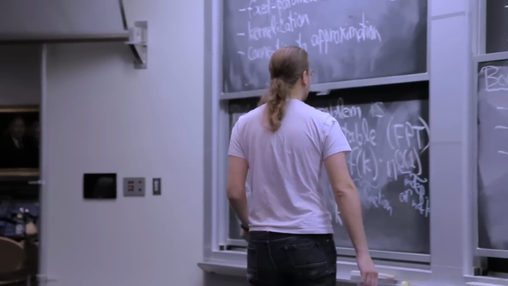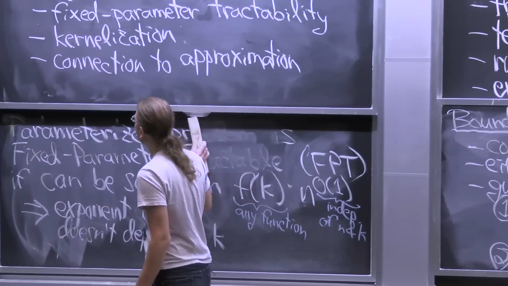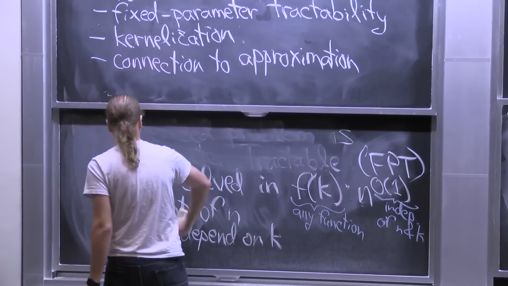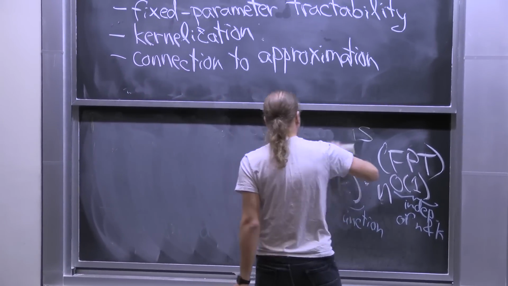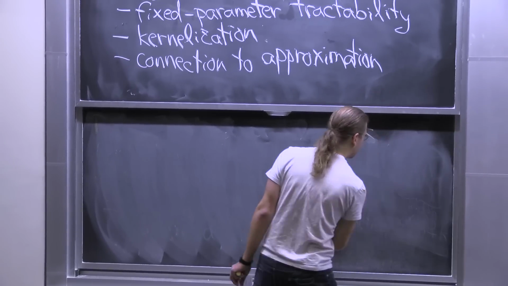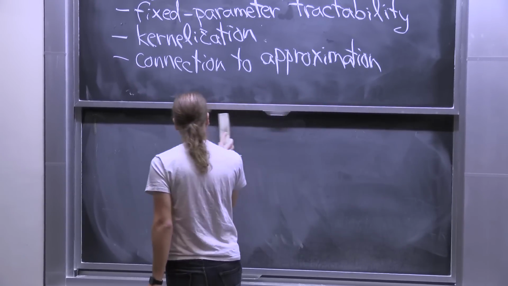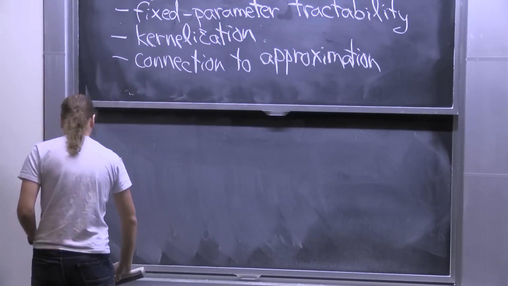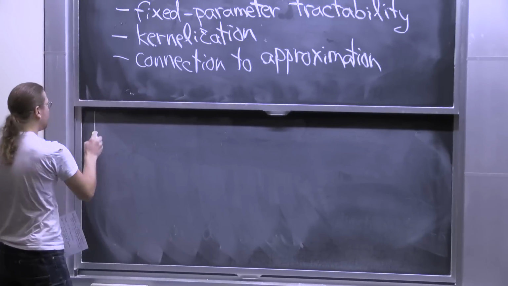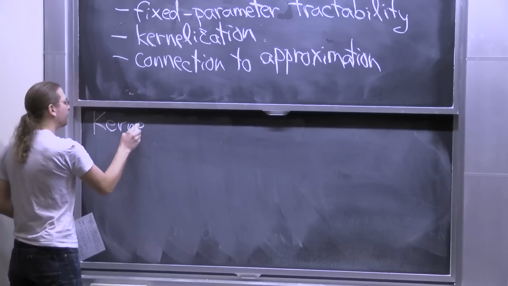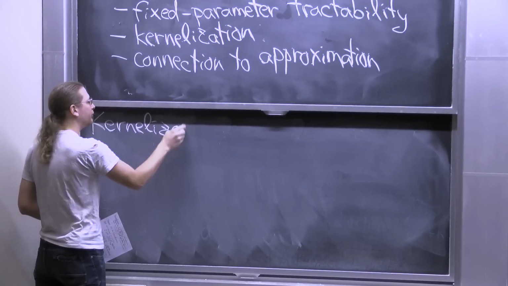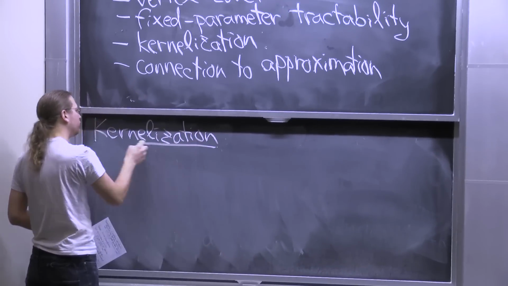First, I'm going to tell you about it generically. And then we'll do it for vertex cover. So first, let me give you a definition of what we'd like out of this pre-processing procedure. It's going to be called a kernelization procedure.